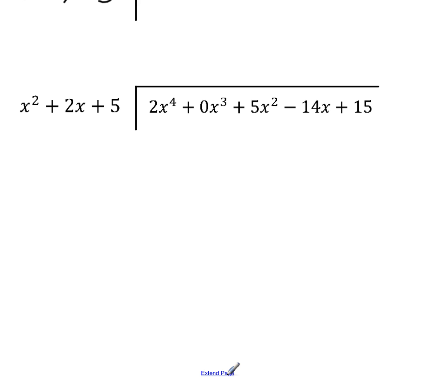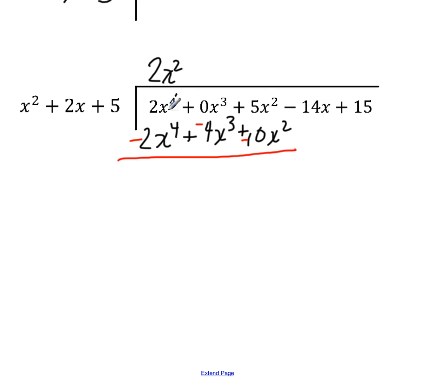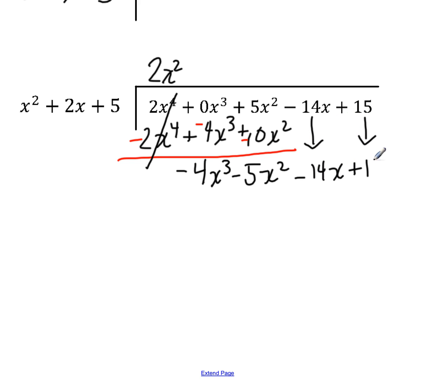I'm going to try and go kind of quickly on this one. X squared goes into 2x to the fourth, 2x squared times. If I multiply it, I get 2x to the fourth plus 4x to the third plus 10x squared. If I subtract it, my signs all change, and I get cancel, negative 4x to the third, and negative 5x squared. Now I'm going to bring down, and I get negative 14x plus 15.